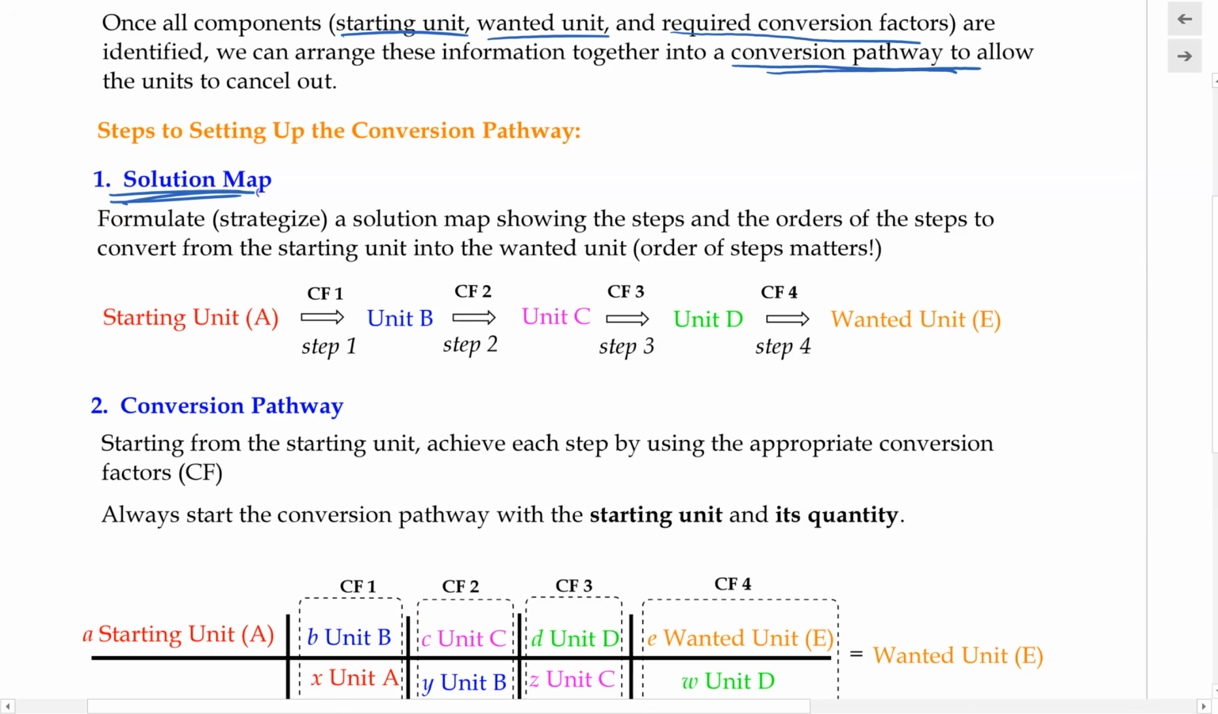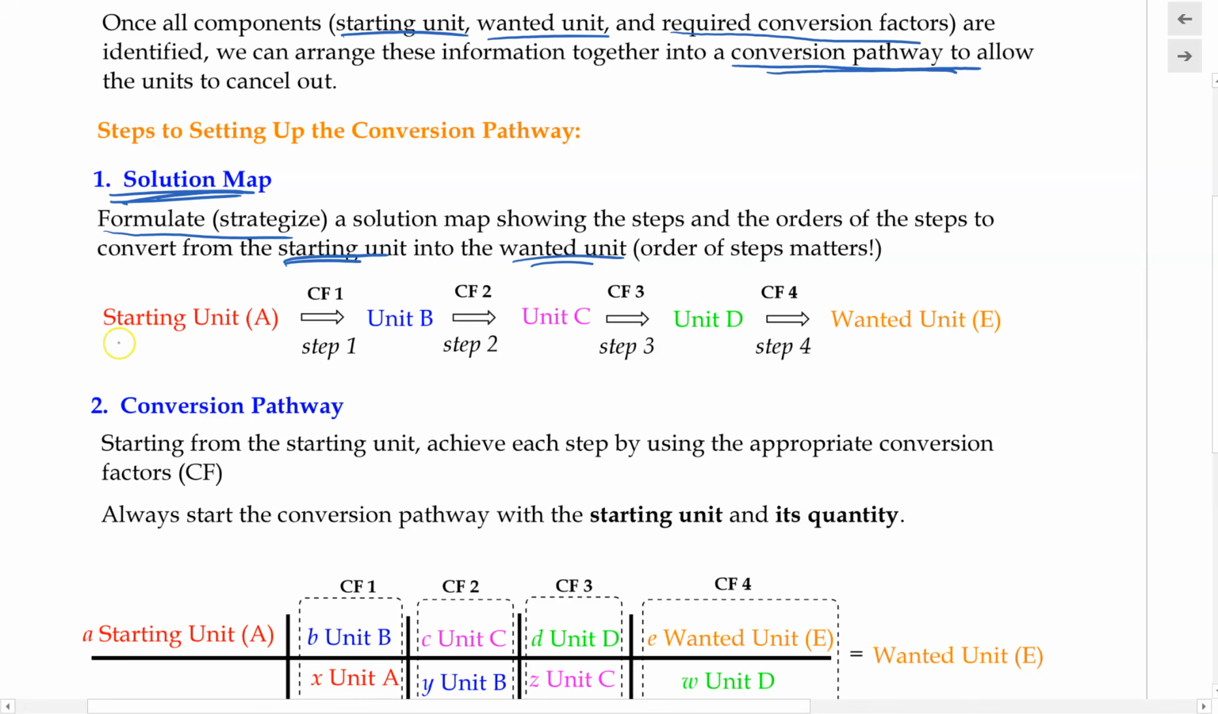First, formulate the solution map. Okay, so set up the conversion pathway. First, form the solution map. The solution map is basically similar to having a strategy, showing the steps and the order of the steps in order to be able to convert from one unit into another unit. Now, a lot of the time when we convert from the starting unit into the wanted unit, it may require one step or multiple steps, and the order of the steps matters in case it requires multiple steps.